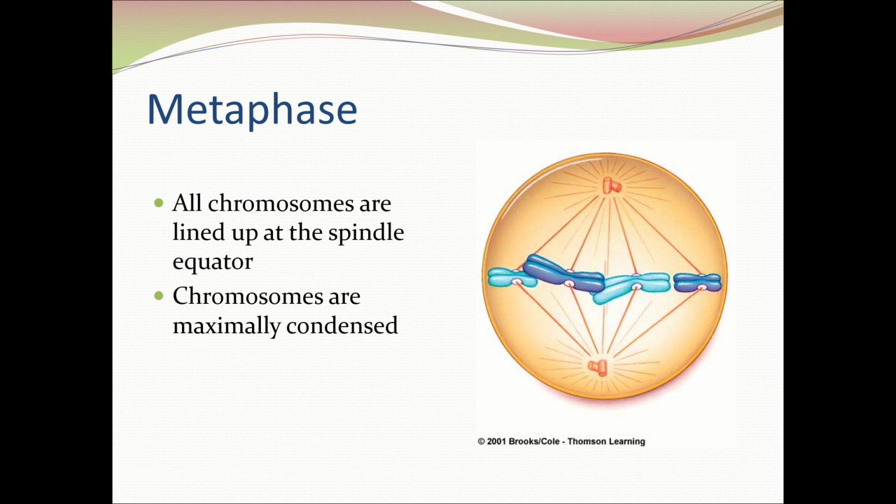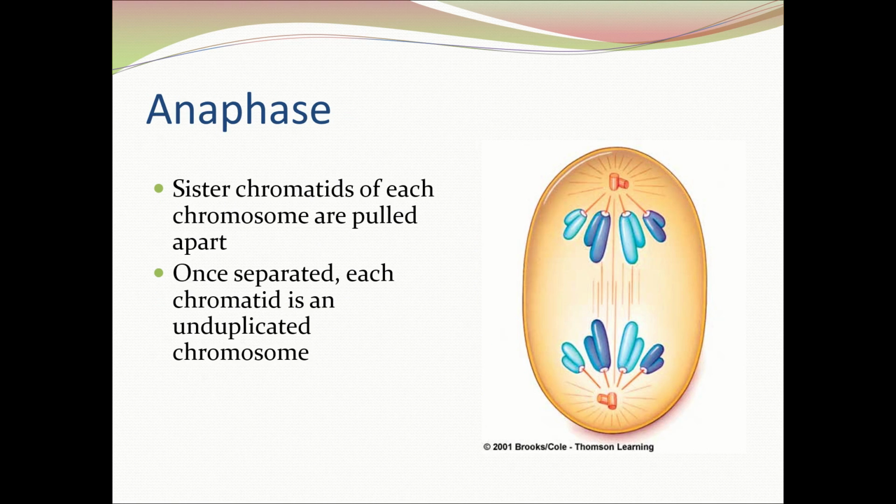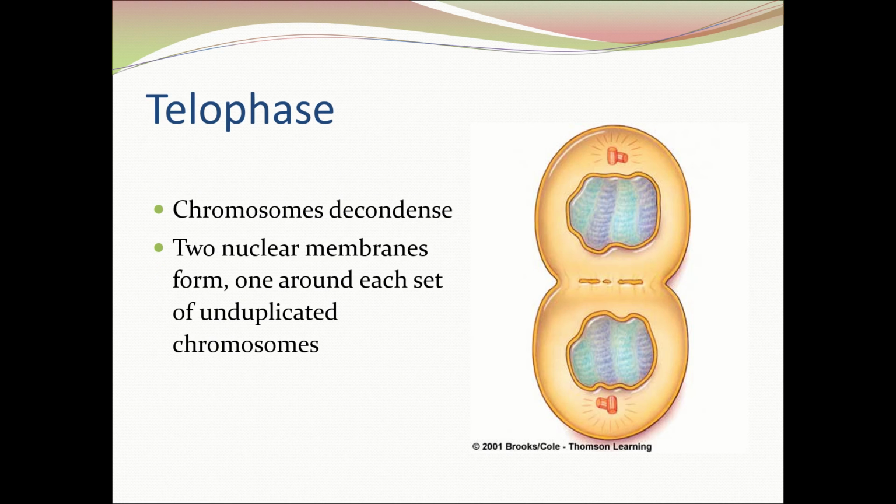And once the chromosomes start to move apart from each other, we enter anaphase. So the sister chromatids, which are the halves of the chromosome, are pulled apart from each other. And once separated, each chromatid is now an unduplicated chromosome, and the cell can start to cleave apart and divide into 2 daughter cells. And that occurs in telophase.